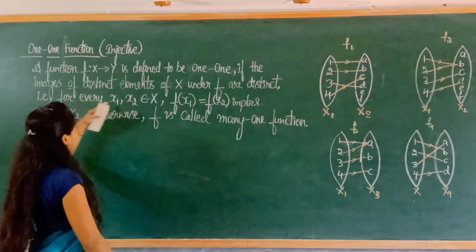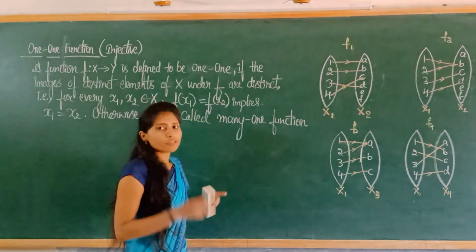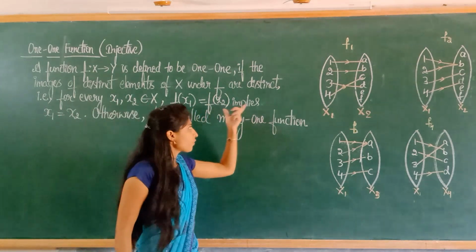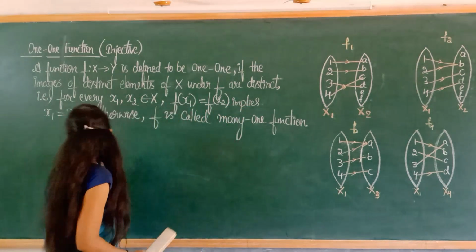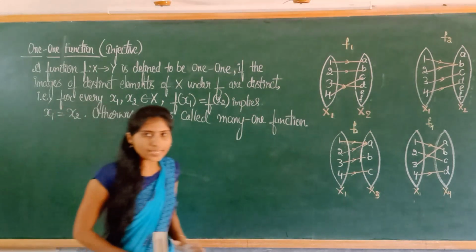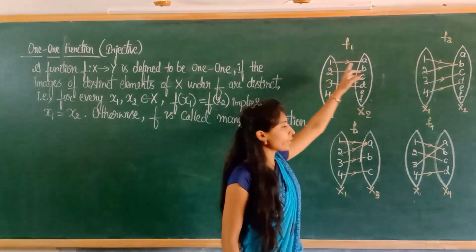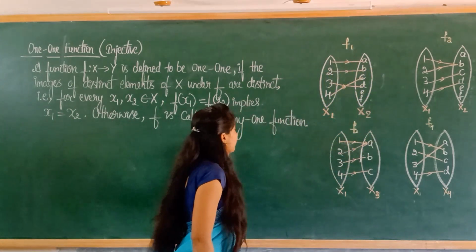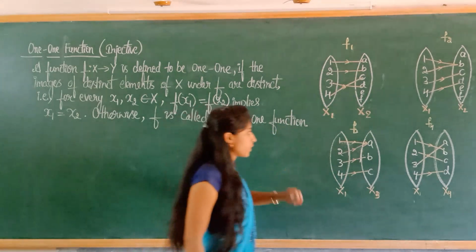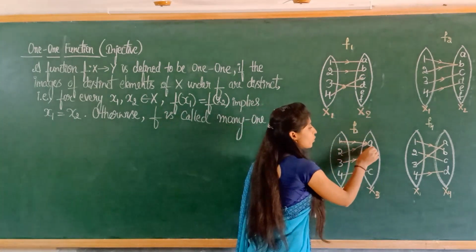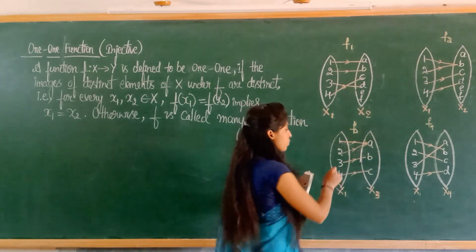For every x1, x2 belonging to X, the condition for a one-one function is that f of x1 equal to f of x2 implies x1 is equal to x2. Otherwise, if one element is related to one image only, that is one-one. Otherwise it is a many-one function. Two elements, see here, 1 and 2 are related to the same image. That is a many-one function.